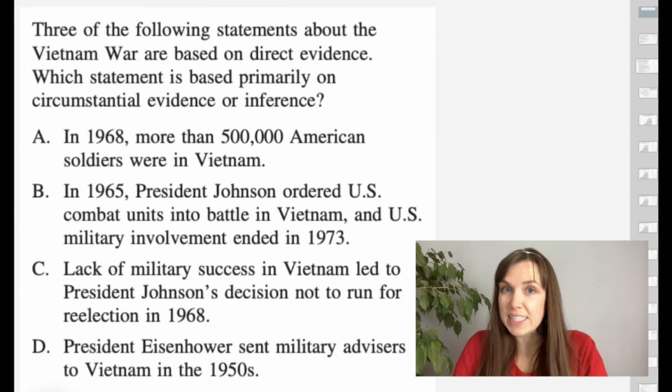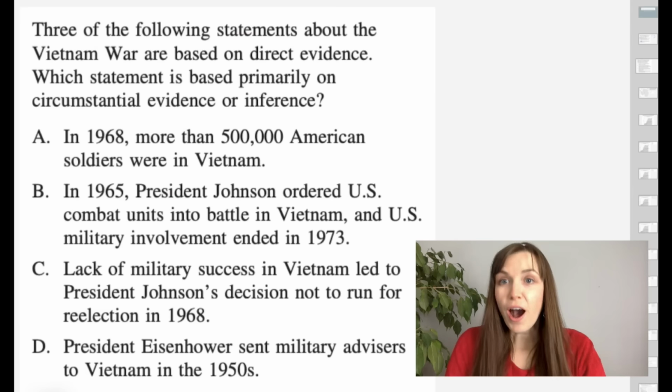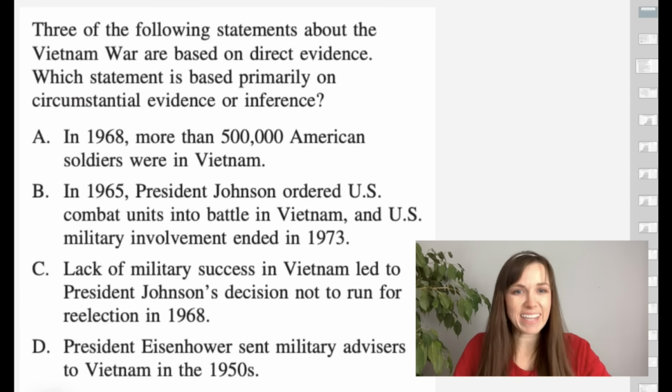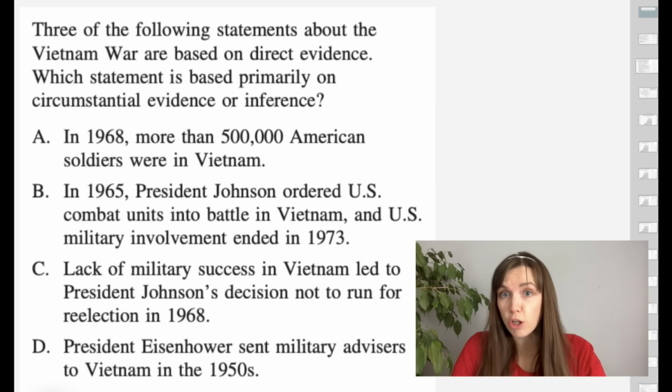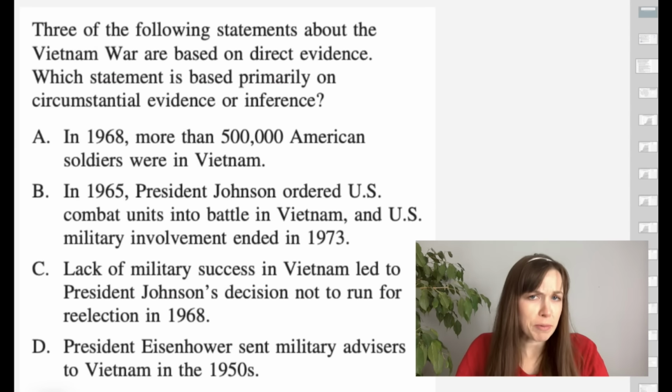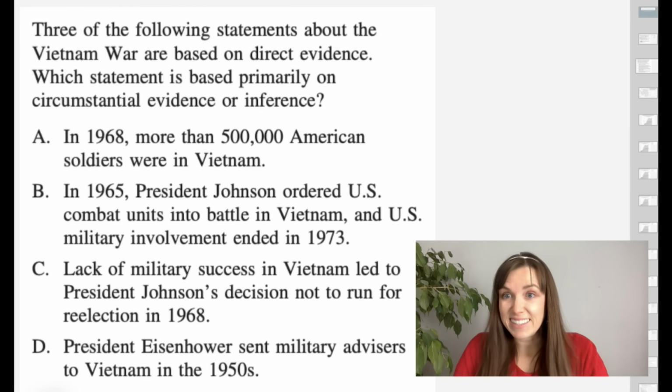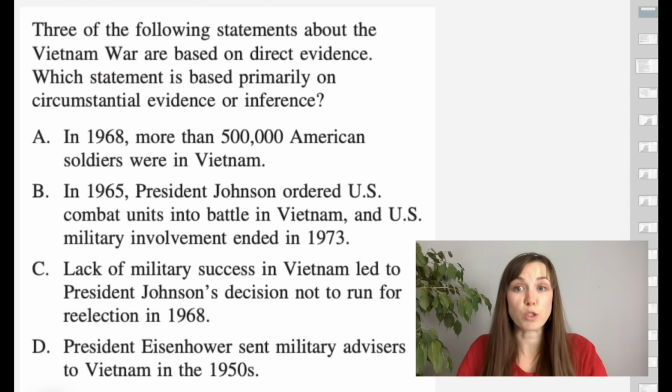Which of the following statements about the Vietnam War are based on direct evidence? So hard facts, right? Which statement is based primarily on circumstantial evidence or inference? So not so much fact, but more sort of guessing. A, in 1968, more than 500,000 American soldiers were in Vietnam. Right, that's pretty factual, right? So that's not the answer.